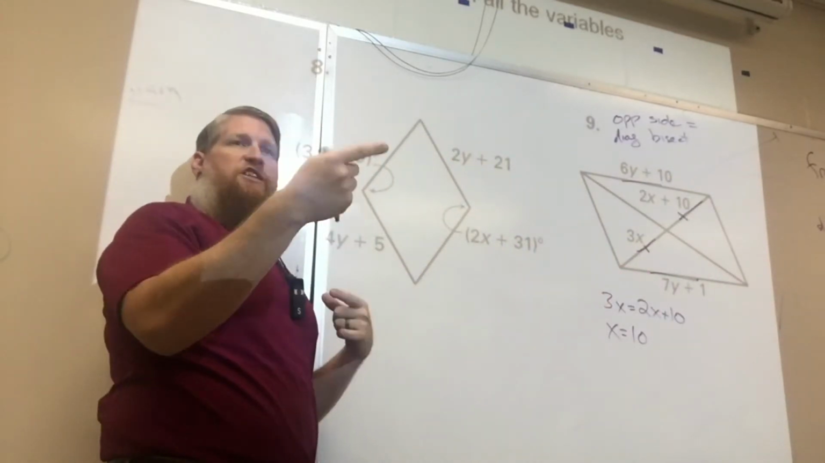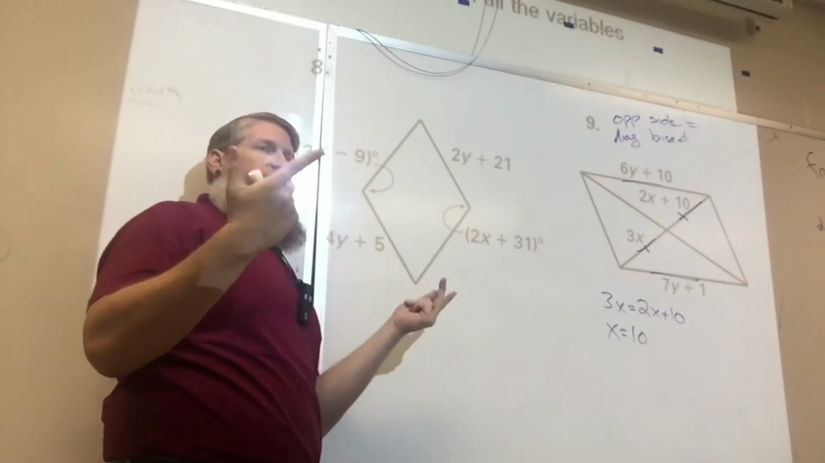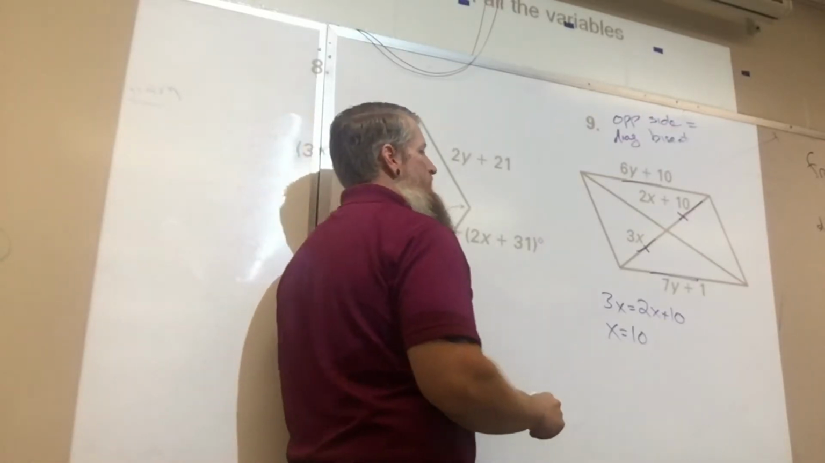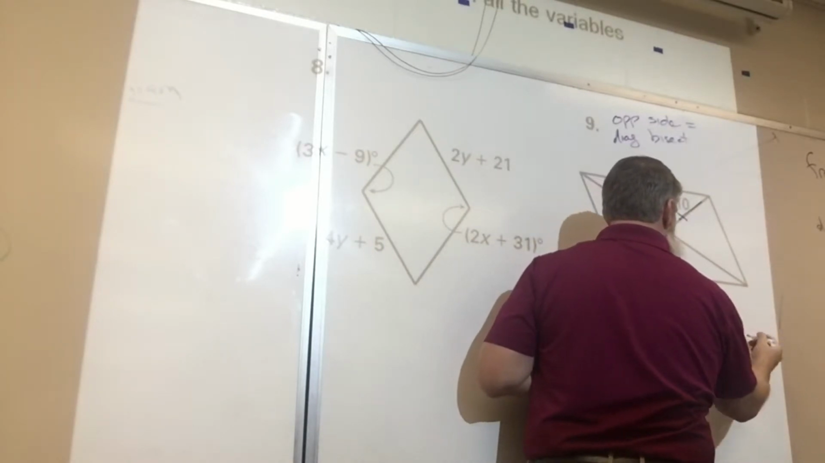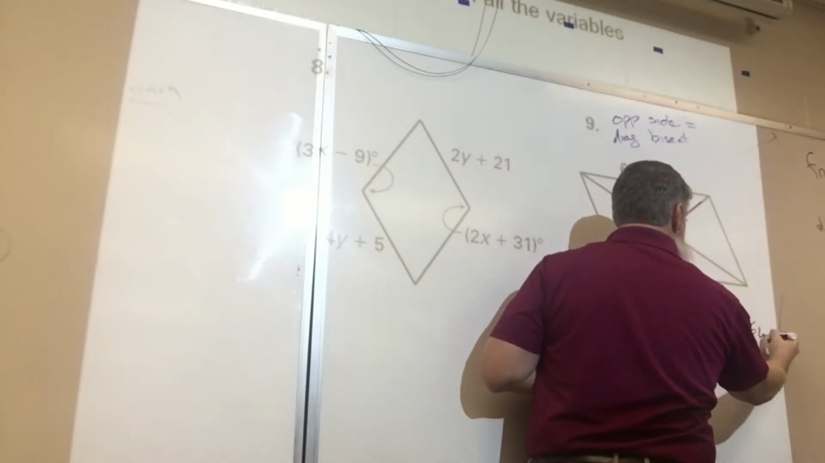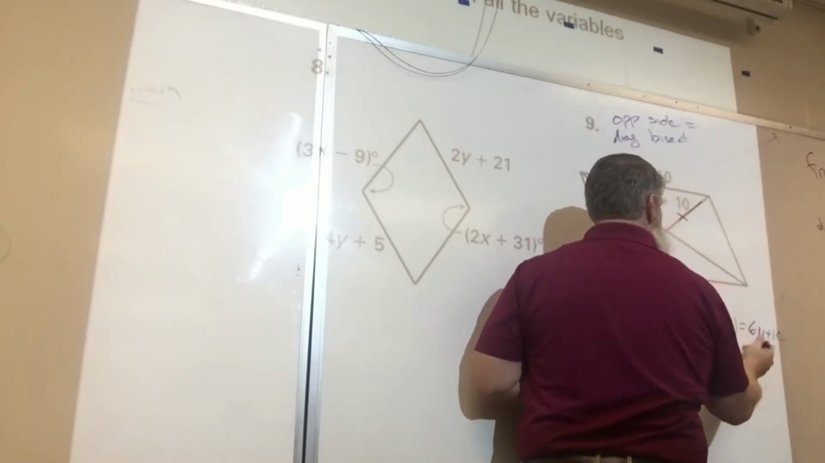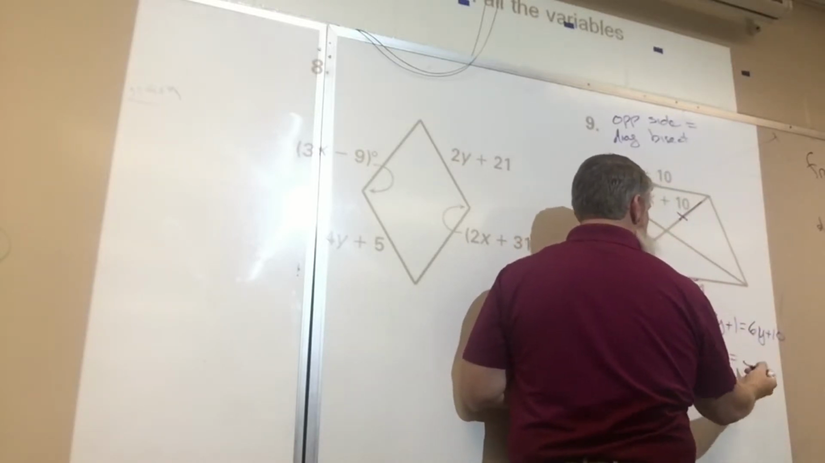All right, and then for where the y's are, the two y's are on your sides. They end up being on opposite sides because otherwise you really wouldn't be able to do this. So these two sides have to be equal to each other. So I got 7y plus 1 equals 6y plus 10. So if I solve that out, you get what value for y?